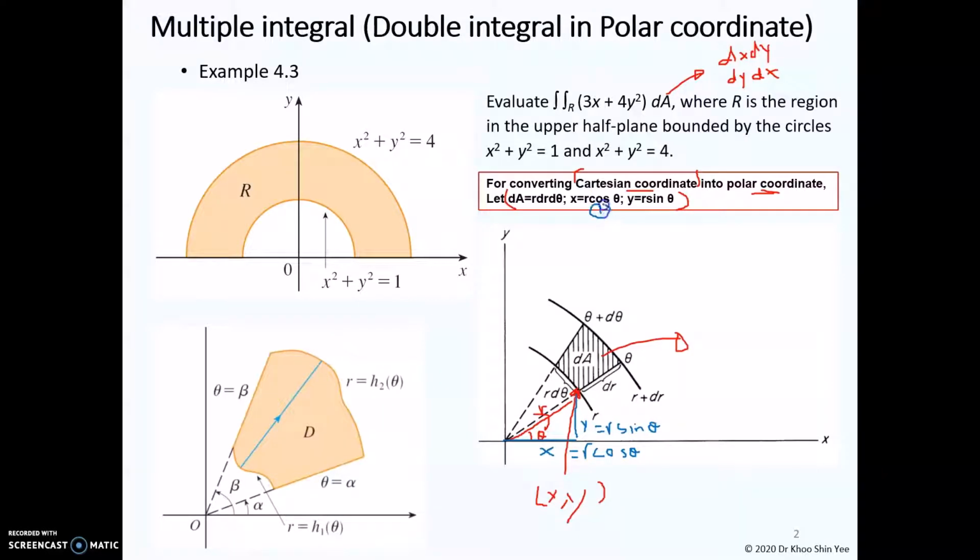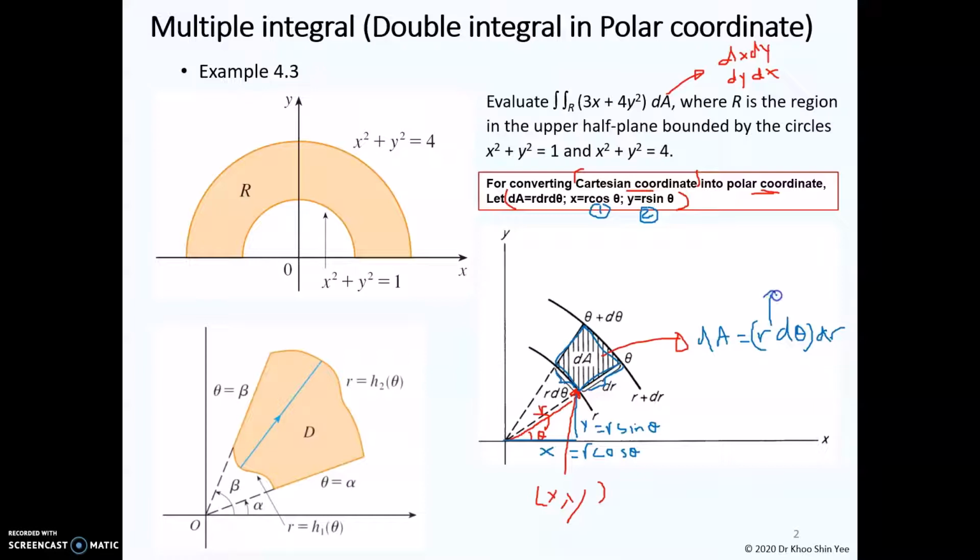Therefore, you obtain these 2 equations. We can form a very small differential area here in the polar coordinate, where dA is equal to the width multiplied with the height. So the height here is equal to dr and the width is equal to r d angle.